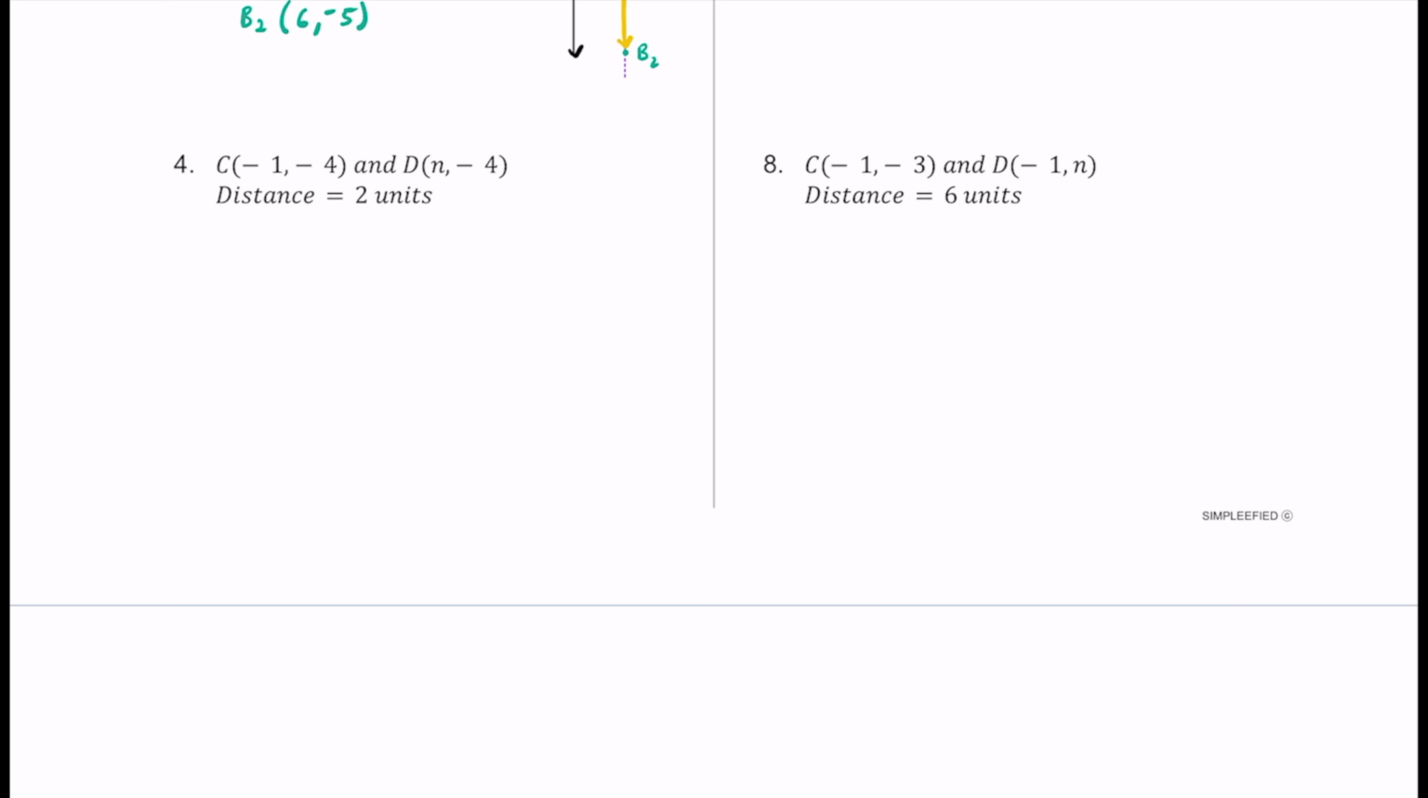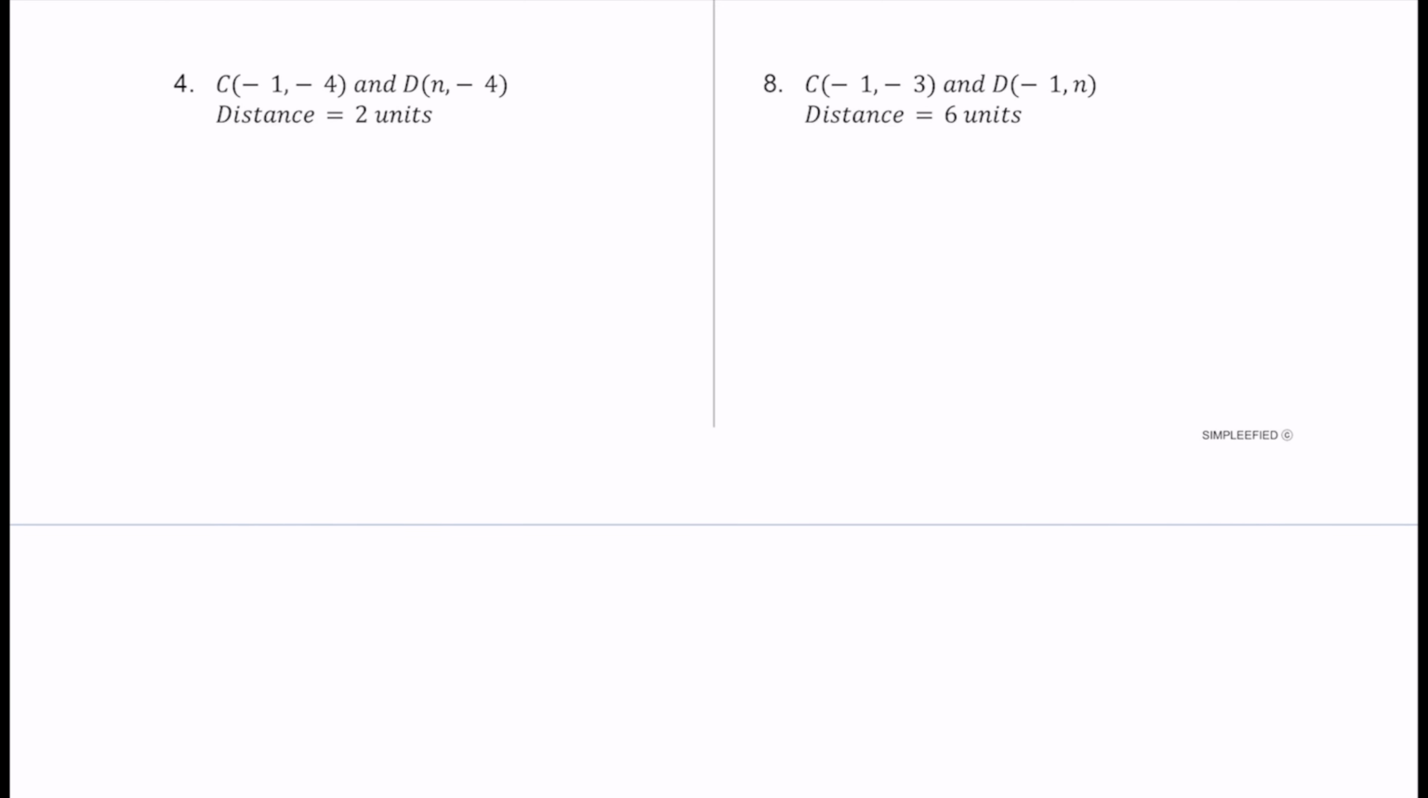For number 4, we have point C, which is (-1, -4), and point D, which is going to be (n, -4). So we're missing this x coordinate for point D. We know both coordinates for point C, so let's start with that one. That's going to be (-1, -4). So let's go ahead and start at the origin, move 1 to the left, and then 4 down, maybe something like this, and label that as point C.